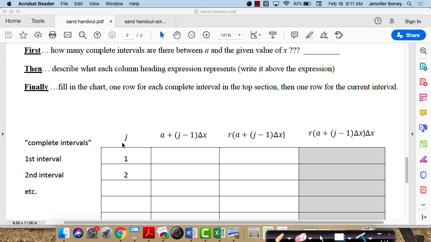Complete intervals. So this j, first interval, second interval. If I wanted to fill this out, I'd have 2 more rows of this chart to fill out: third interval and fourth interval. So j, although it's just an index to the sum, we set it up so that it's not only an index, something to substitute in. When I substitute in j equals 1, that tells me something about the first interval. When I substitute in j equals 2, it tells me something about the second interval. So this j is the interval number that we're talking about.